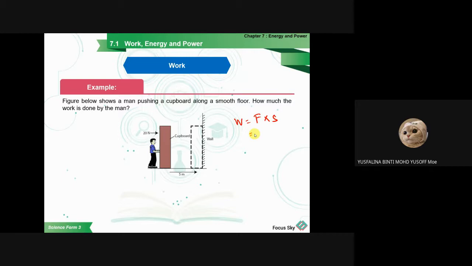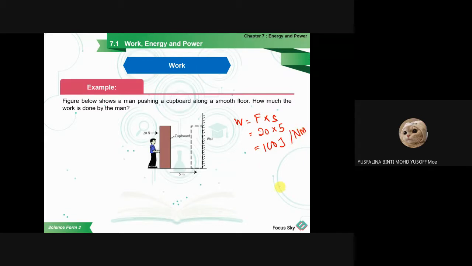Anyone want to try? What's the answer for this one? Okay, F is 20, right? And the displacement is 5. So you will get 100. But 100 is the number, what is the unit? What is the unit for work? The work unit is joule, right? So 100 joule or 100 Newton meter.